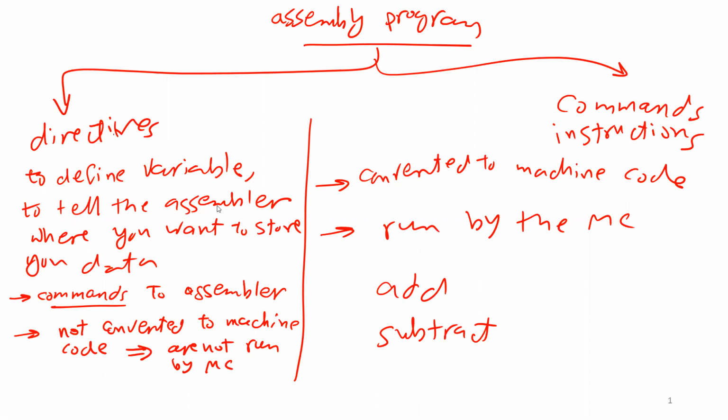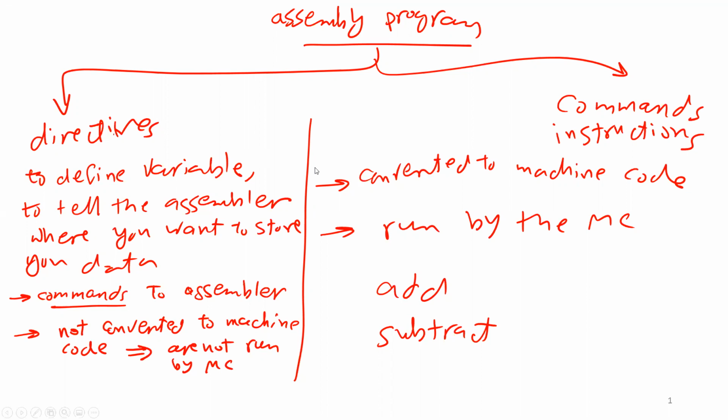They are used to tell the assembler where you want to store your data, and where in memory you want to store your program. After you convert your program to machine code, you are not going to see the directives, because they are commands to the assembler, not to the microcontroller. So in the beginning, I'm going to start with directives. I'm going to explain what directives we have, and then I'm going to start explaining commands. Okay, guys? Any questions, is that clear? It's going to be clearer now, but if it's not clear, you can ask me.